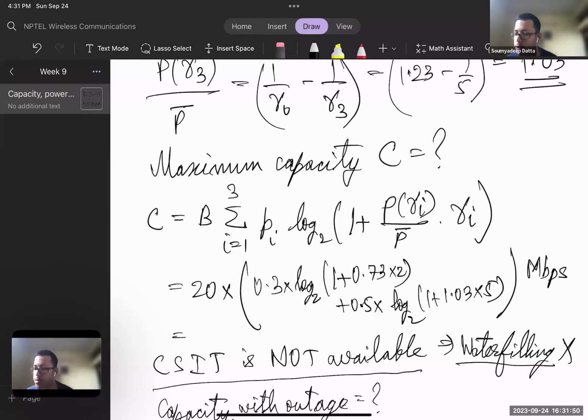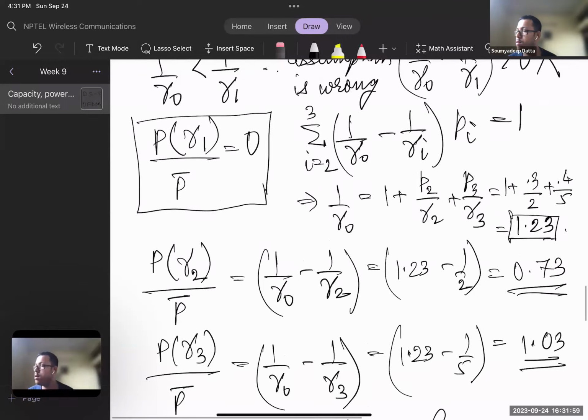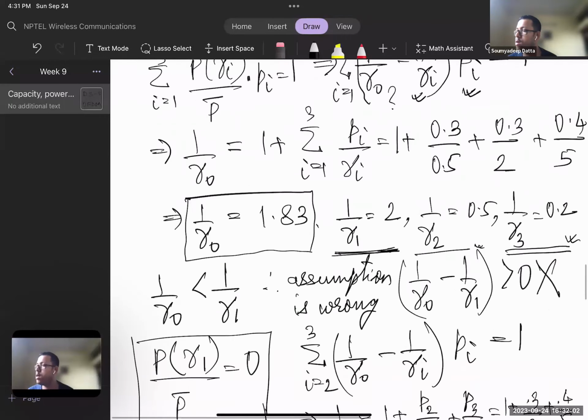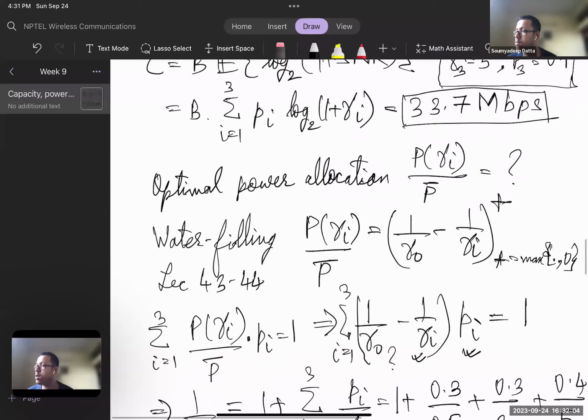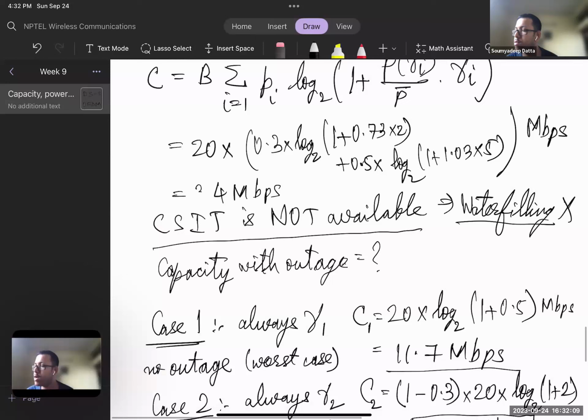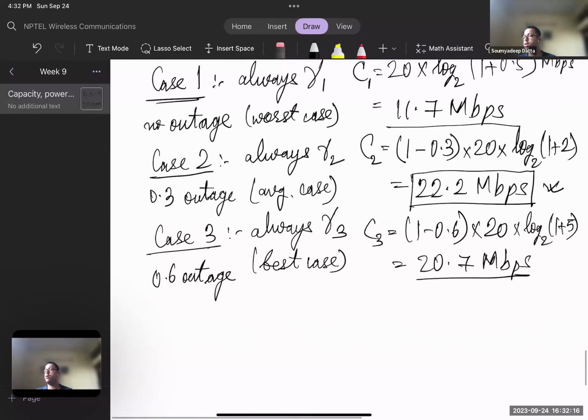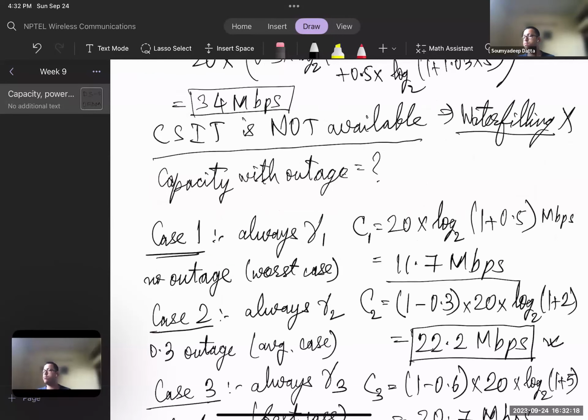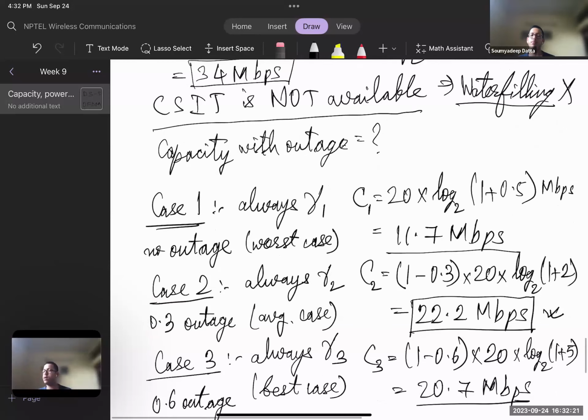So this comes out to be roughly almost 34 Mbps, 33.99. So you can see that the ergodic capacity is lower than the capacity obtained with channel state information or with water filling. This is always the highest, the optimum, and without channel state information it is much lower. If you don't have channel state information, then we can achieve much lower capacity.